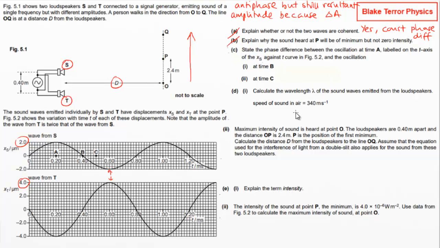State the phase difference between the oscillation at time A. Where's time A labelled on the t-axis of the graph? All right, here we go. Oh, A here, and against t, and the oscillation at time B and time C. Right, so we want phase differences here.